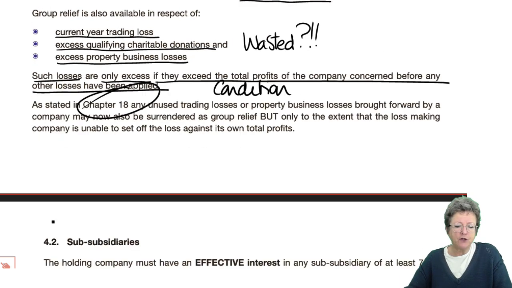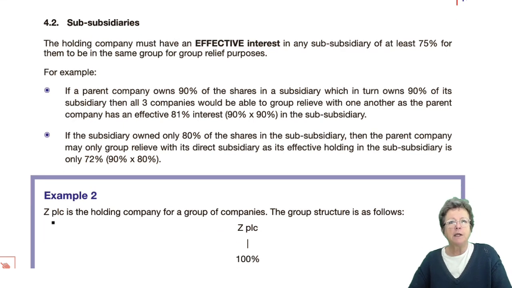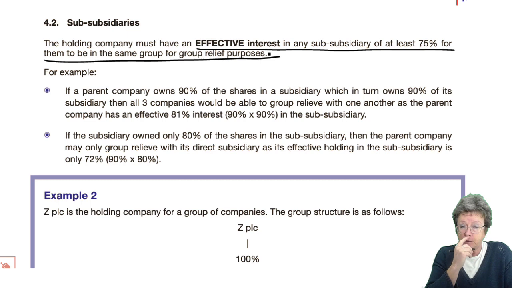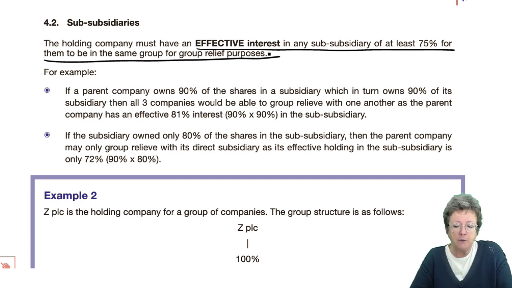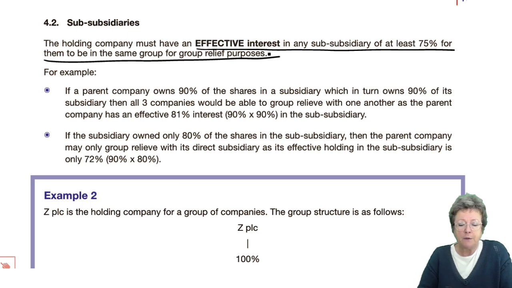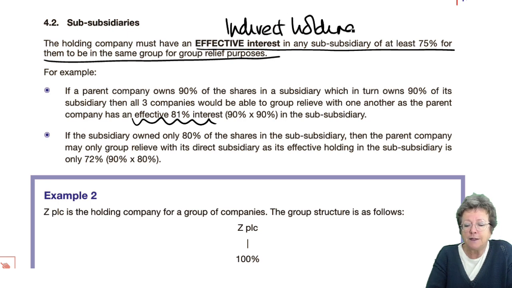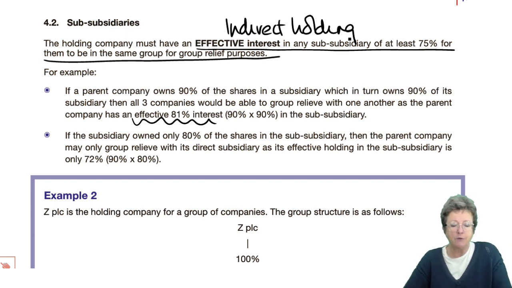So, what about sub-subsidiaries? This is where you can get your tongue in a twist. Sub-subsidiaries. The holding company must have an effective interest in a sub-subsidiary of at least 25% for them to be in the same group for group relief purposes. We've got two examples here. If the parent company owns 90% of the shares in a subsidiary, which in turn owns 90% of its subsidiary, they're all in a group because the effective or indirect interest, indirect holding, is 81%, as you saw in the example that I gave you earlier.